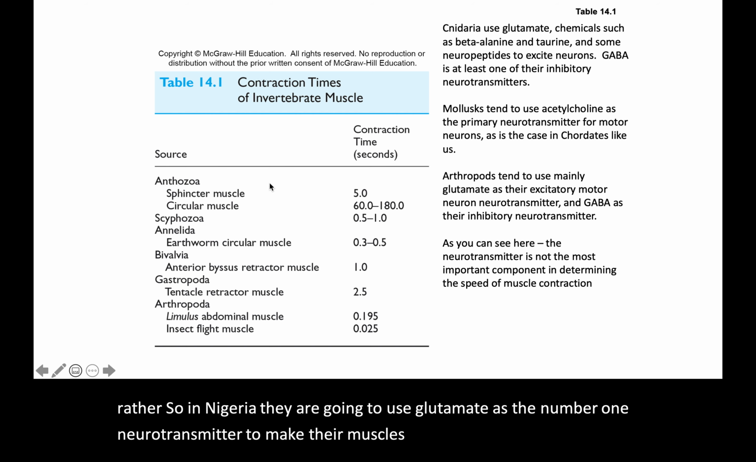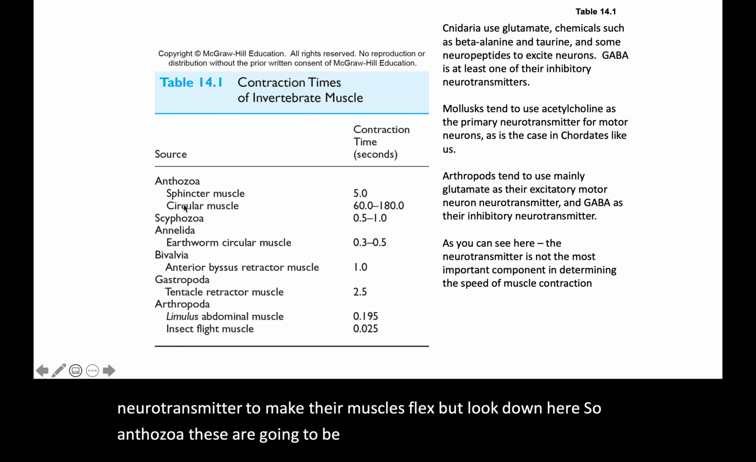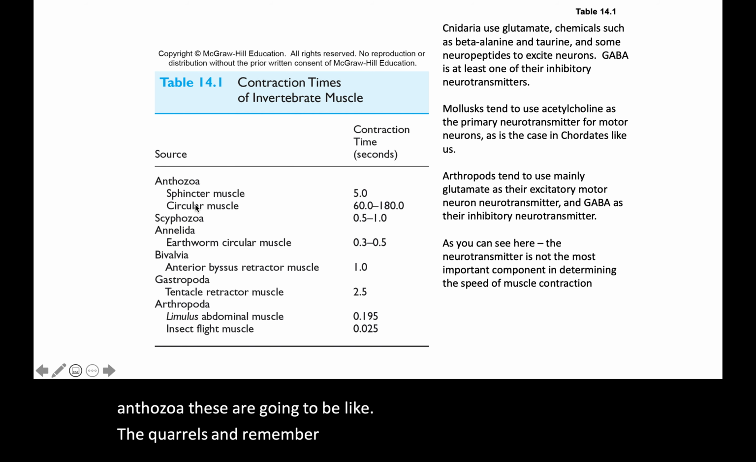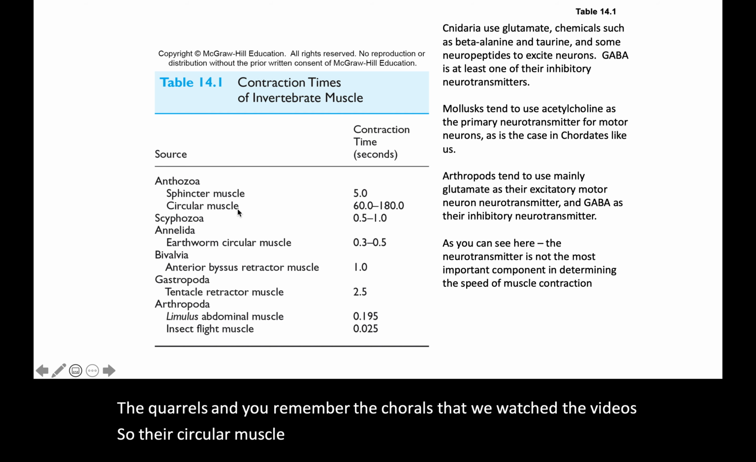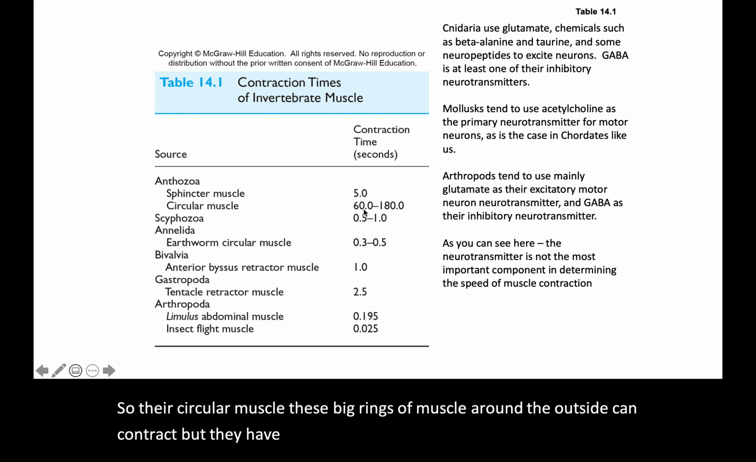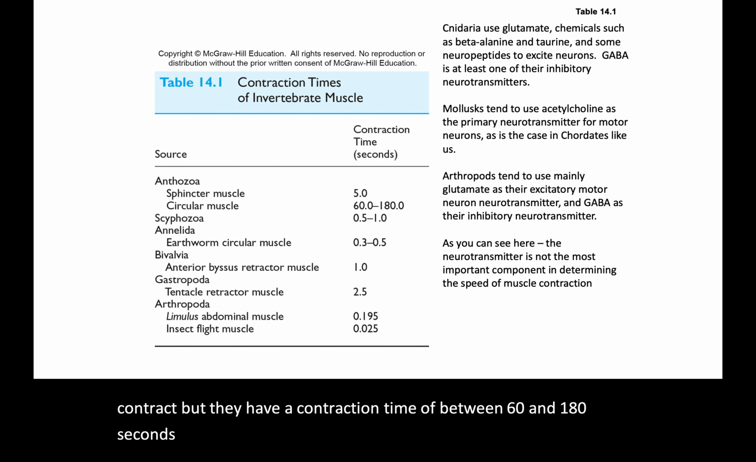So in Cnidaria, they're going to use glutamate as the number one neurotransmitter to make their muscles flex. But look down here. So Anthozoa, these are going to be like the corals. And do you remember the corals that we watched, the videos? So they're circular muscle, these big rings of muscle around the outside, can contract, but they have a contraction time of between 60 and 180 seconds.